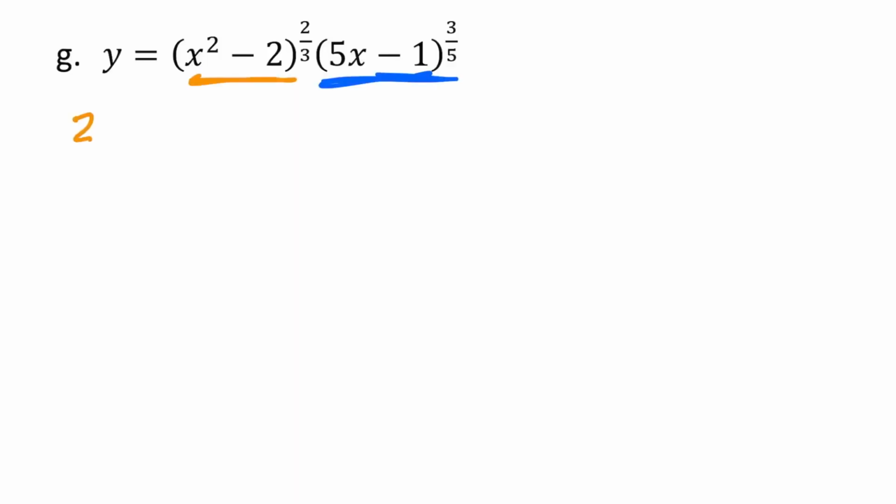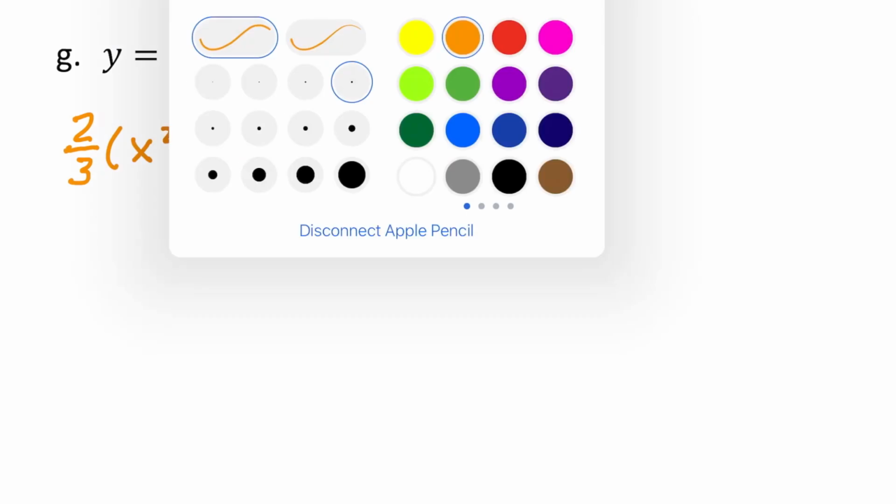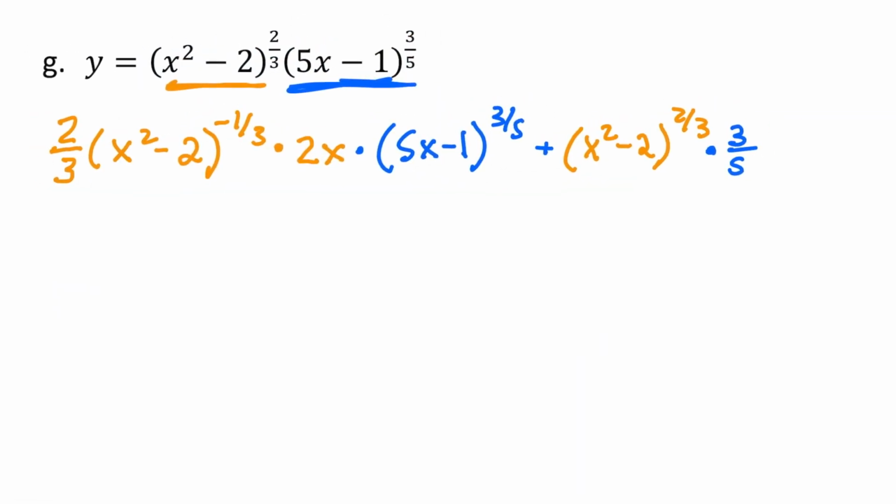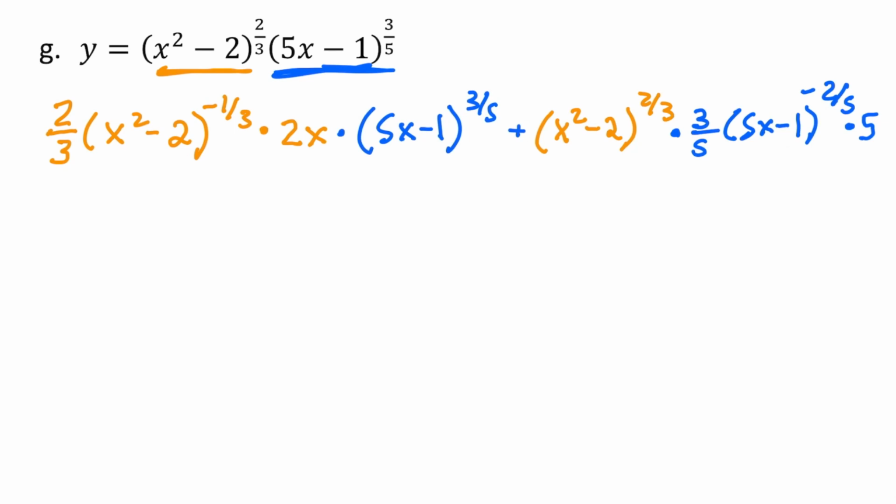I hope you are ready for a messy one. So this is going to take some product rule. I'm going to go ahead and do the derivative of my first expression that's underlined in orange, and that's going to give me that result there. Have to use some chain rule, leaving my second one as it is. And then the other half of my product rule, my original first function, x squared minus 2 to the 2/3 times the derivative. So I'm going to multiply by my exponent of 3/5, leave the inside the same, decrease my exponent by 1, and then multiply by the derivative of the inside, which is 5.